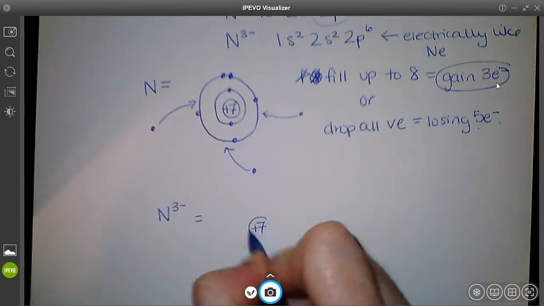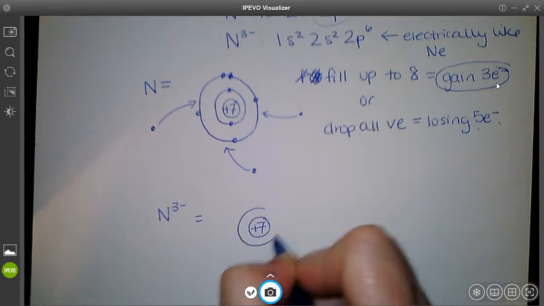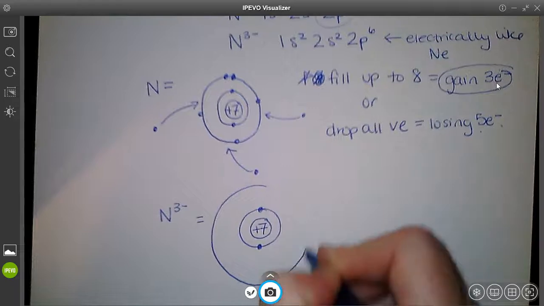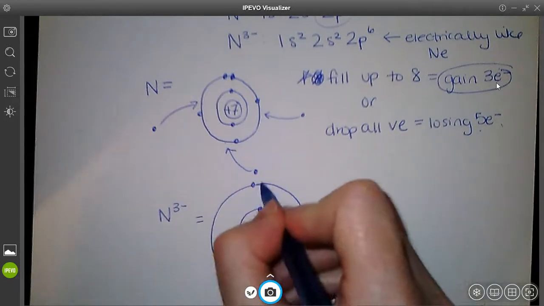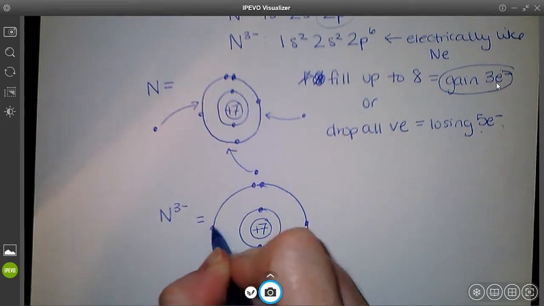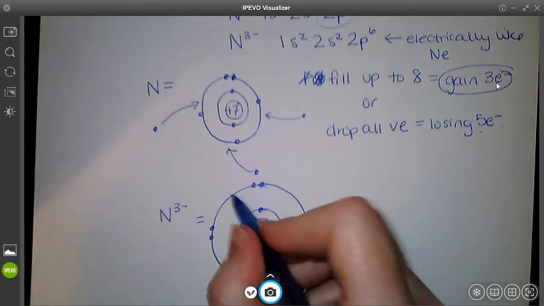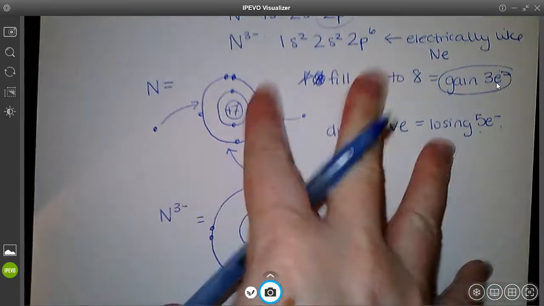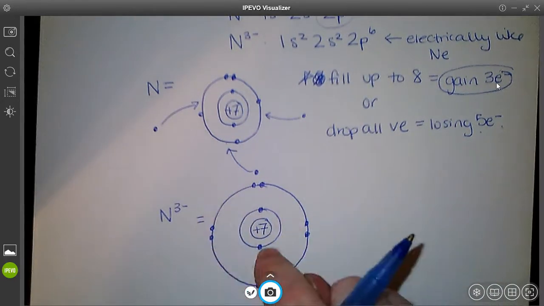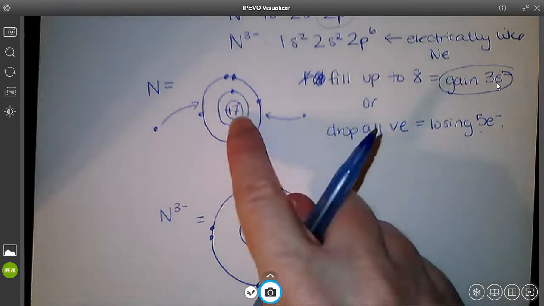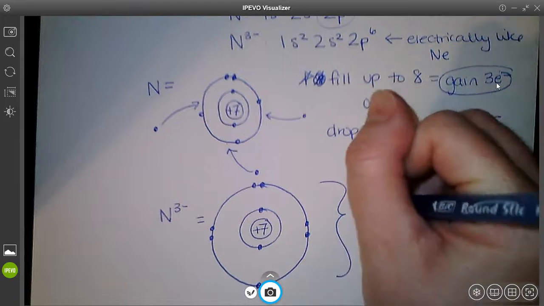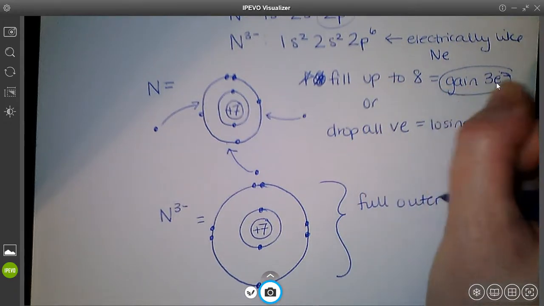So I've still got my 7+, and then I've got my 1, 2 still in the first energy level. My ions, when I become negative, actually get bigger because there's more electron-electron repulsion. So when I'm putting more electrons in this outer energy level, they all push off each other and it spreads out a little more. So my negative ions, my anions, are always bigger than their neutral atoms. So this now has a full outer energy level.